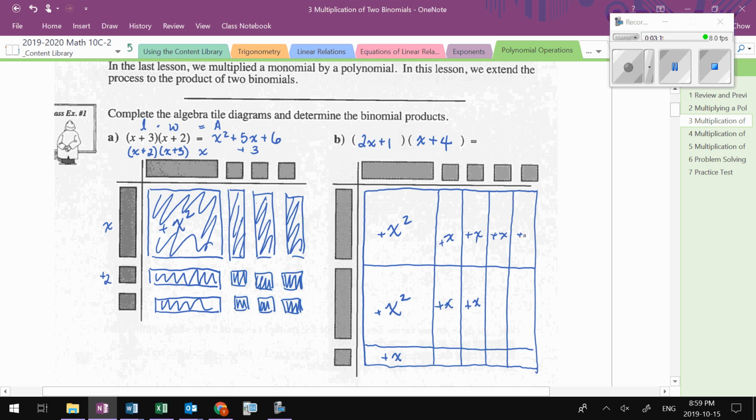And then our units, so we had 4 times 1, and so then we've got all of our positive ones at the bottom. So our product then is again the area of this rectangle, so we can see that it is 2x squared. And how many x's do we have? I've got 8 x's here, another x on the bottom, so plus 9 x's and plus 4 units.